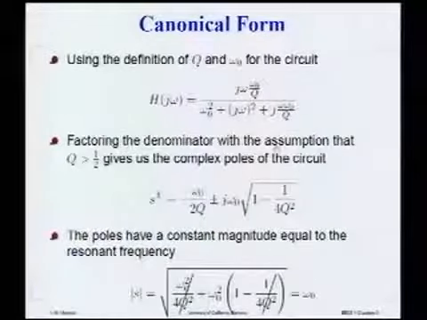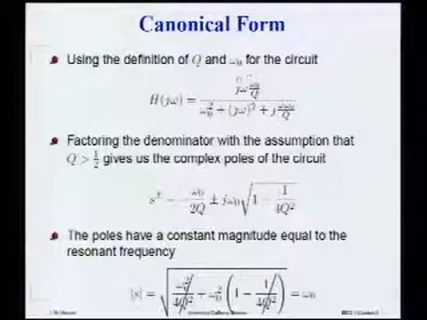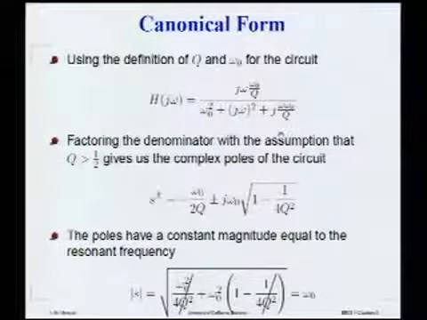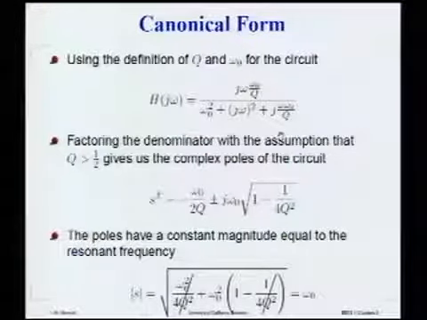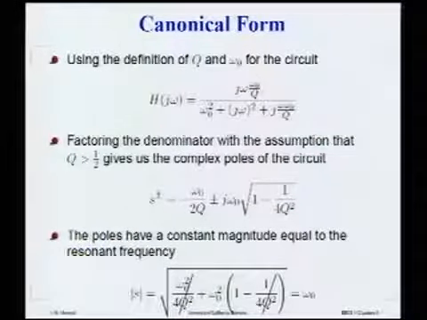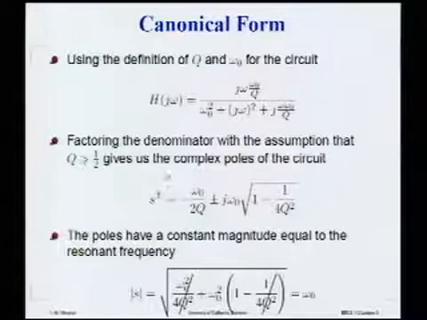We can also identify R over L as omega naught over Q. So we substitute that here and here. And now we have a transfer function which is parameterized by two parameters, Q and omega naught. So omega naught is the frequency that we choose for resonance, right? And the quality factor is something that we would like to program. Let's see how important the role of the quality factor is.